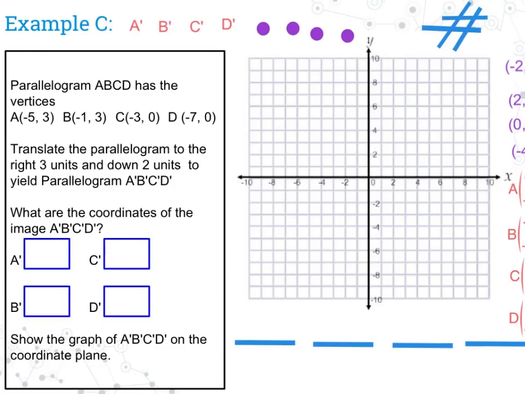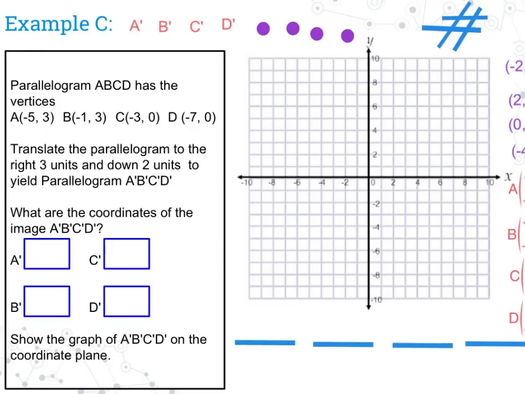Now, of course, we could just draw the parallelogram onto the coordinate plane and then count like we've done before, but that wouldn't really teach us the mathematical way to move something using translating, so we're going to have to figure that out now for ourselves. So it says parallelogram ABCD has the vertices, and then it's listed all the vertices for us. And it wants us to translate the parallelogram to the right 3 units and down 2 units to yield the parallelogram A prime, B prime, C prime, D prime. And we're going to have to list our points, of course.